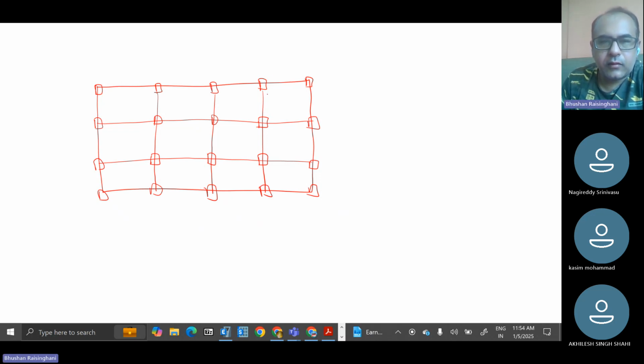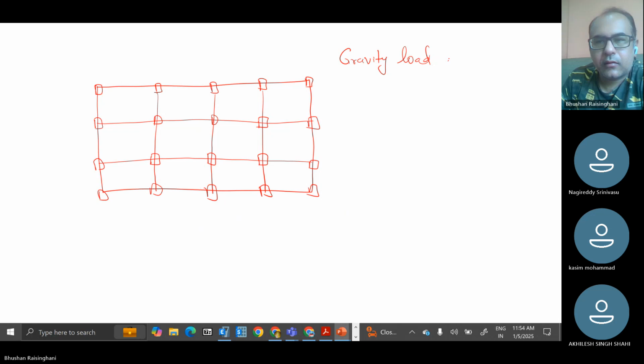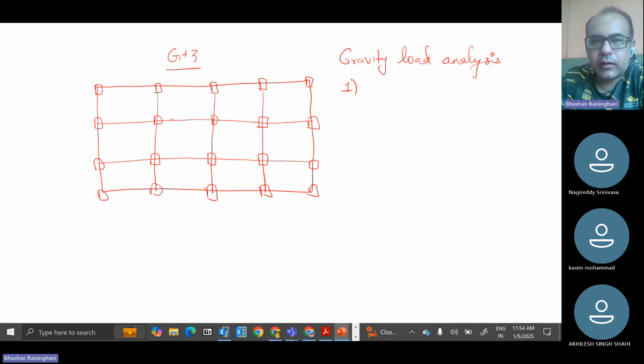Now, when we are doing the gravity load analysis, what are the methods we use to solve this particular, let's say this is a G+3 building. So what is the gravity load analysis? What are the methods that we use?